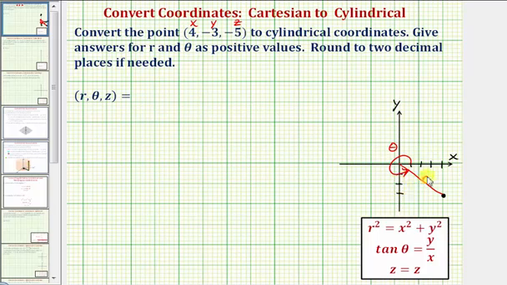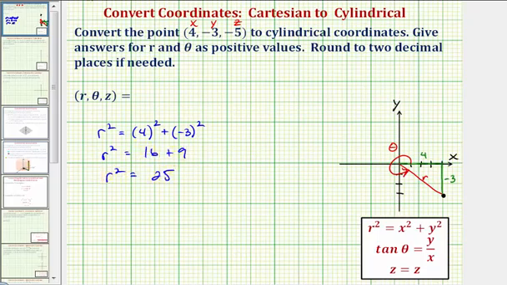Notice how if we wanted to, we could also sketch a reference triangle, which would look like this, where this would be labeled 4 and this would be labeled -3. So notice how to find r, we'll just be using the Pythagorean theorem given here as r squared equals x squared plus y squared. Let's begin by determining r. We know r squared is equal to x squared or 4 squared plus y squared, which is -3 squared. So we have r squared is equal to 16 plus 9. So r squared is equal to 25.